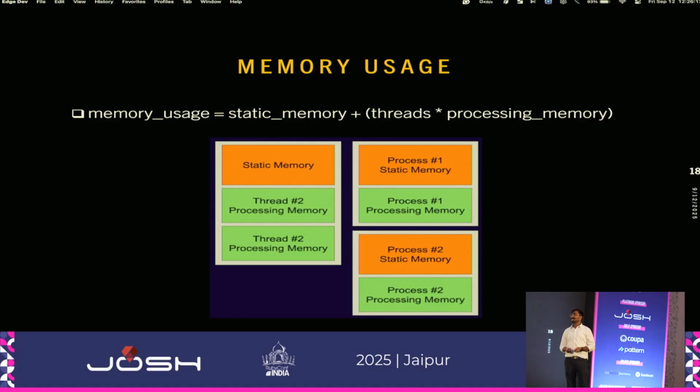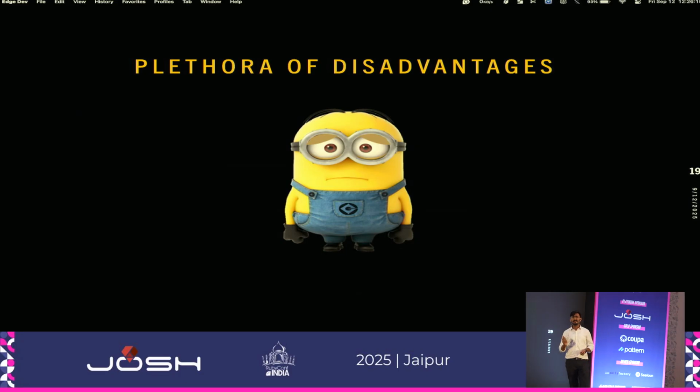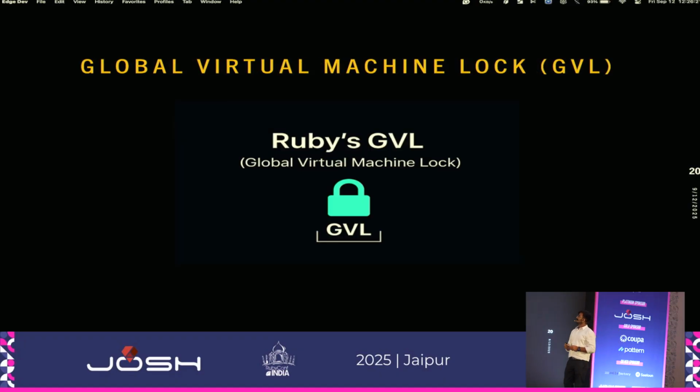But there is a different problem. See the sad minion over there. Multi-threading comes with a lot of disadvantages. The first, infamous GVL, or the Global VM Lock. Some people like to call it GIL, or the Global Interpreter Lock. It was removed in Ruby 1.9 when a new VM was introduced. Since then, the correct terminology for over a decade now is GVL, or the Global VM Lock.